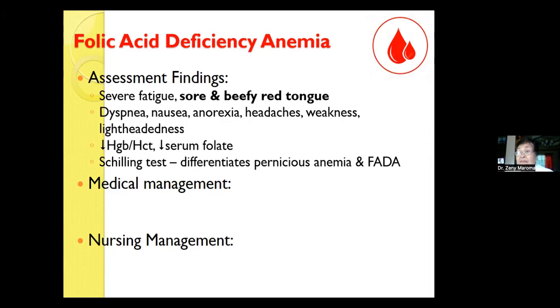That is differential diagnosis. It means the vitamin B12 was absorbed after all. But this is not pernicious anemia. Okay? So there is vitamin B12 coming out in the urine. Thus, differential diagnosis. So when asked, what is the differential diagnosis for FADA? Schilling test. What is the definite test for pernicious anemia? Schilling test. Definite. Here, differential diagnosis.